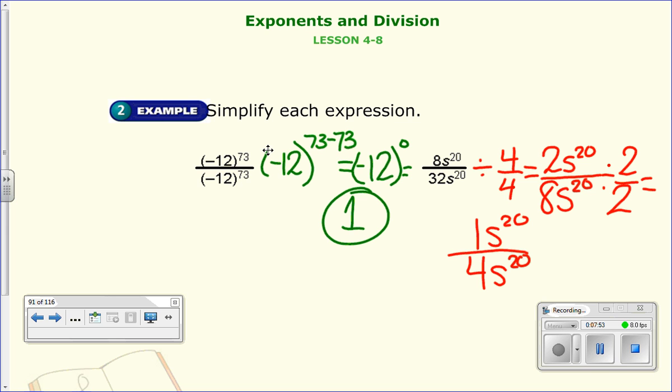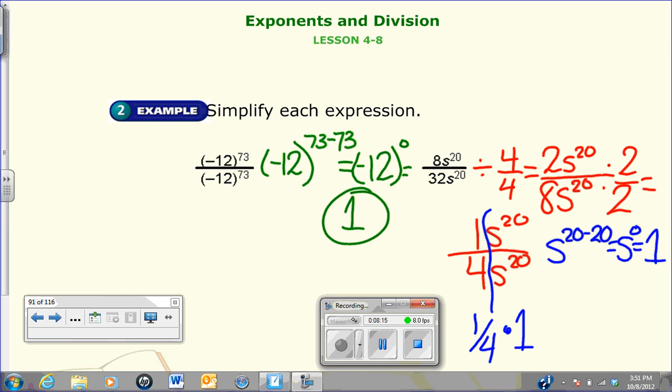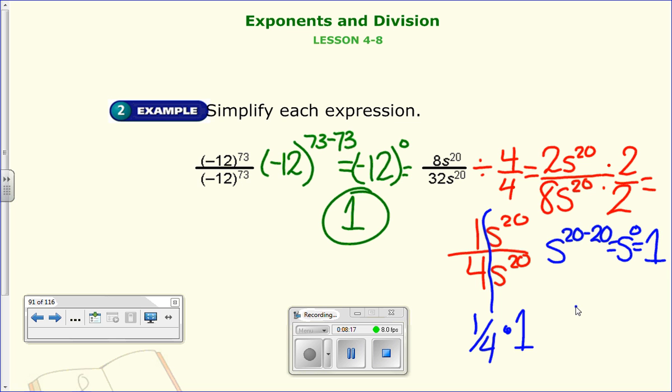All right? Now I'm going to leave this 1/4 alone. What I'm kind of doing is cutting it in half right now. I know I have 1/4, but now I need to take care of my variables. S to the 20th minus, well, same base to the same power, and we get s to the 0th, which is the same thing as 1. So here I'm going to times that 1/4 by 1, because s to the 20th divided by s to the 20th is 1. And anything times 1 is the other number, so 1/4.